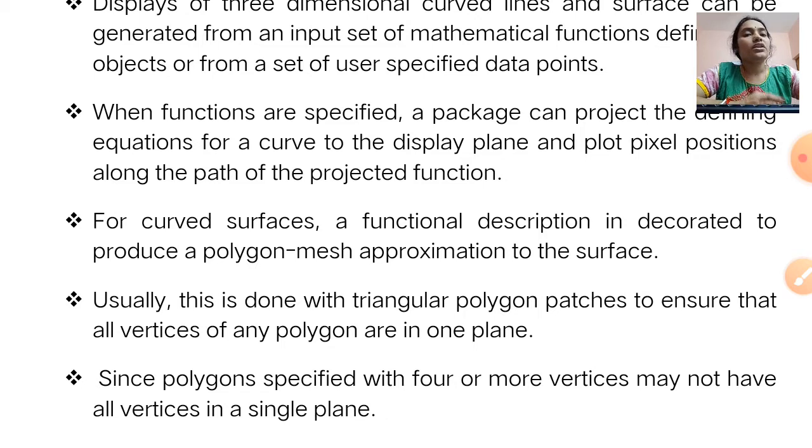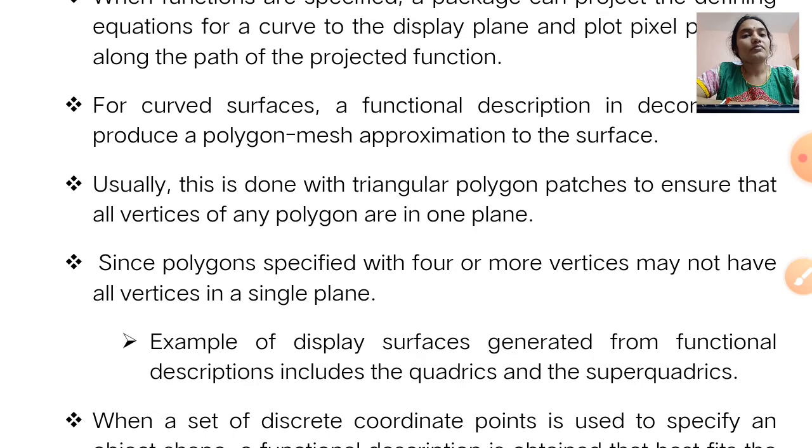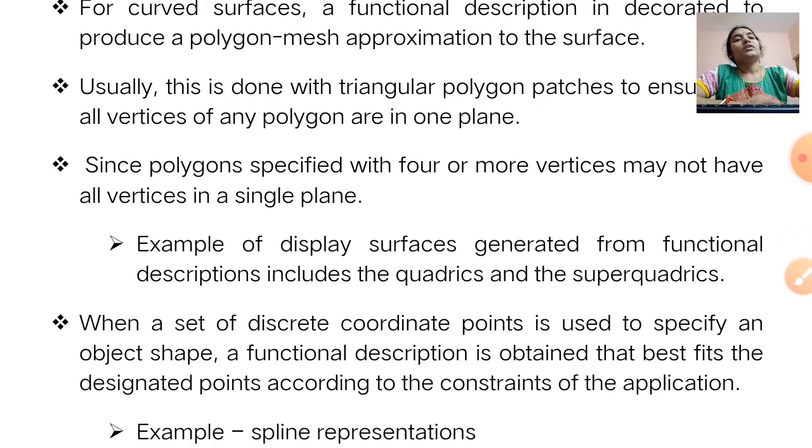Polygons specified with 4 or more vertices may not have all vertices in a single plane. For example, display surfaces generated from functional description include quadratic and super quadratic objects. This one is your first thing: what is a curve. Now let us discuss what a surface is.